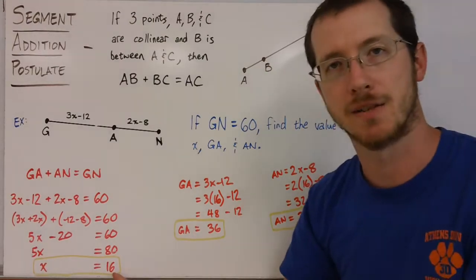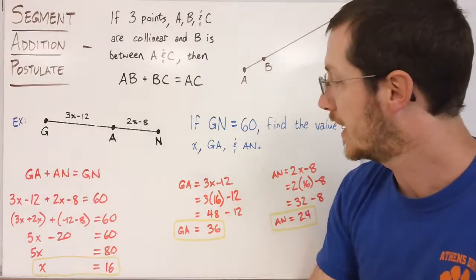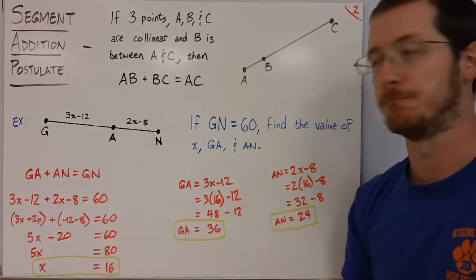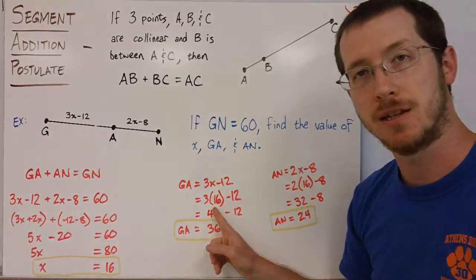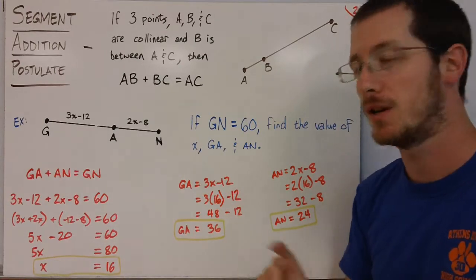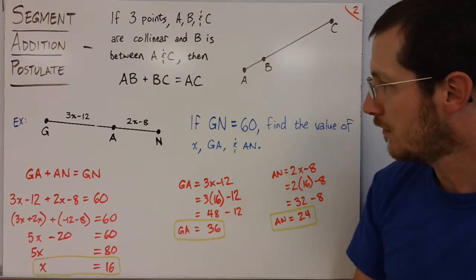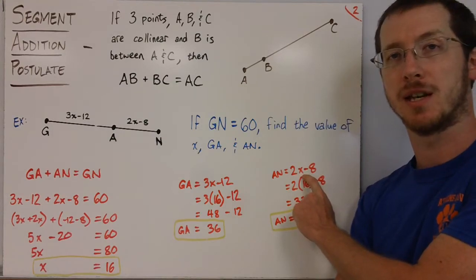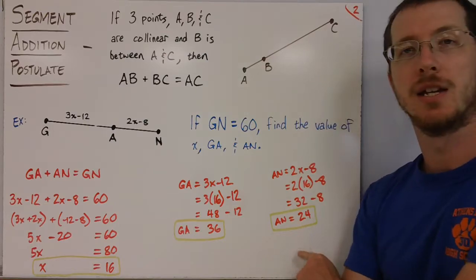So now we can take that x value. We're not done yet. We've still got to solve for GA and AN. We can take that x value, plug it into what we know for our measurements of GA and AN. Okay, so we know GA is 3x minus 12. Substitute that 16 for that x. So plug it in. We get 3 times 16 minus 12. 3 times 16 is 48. Take away 12 is 36. So GA equals 36. Lastly, AN, we know is 2x minus 8 from the diagram. Plug in that 16, do the algebra. AN is 24.